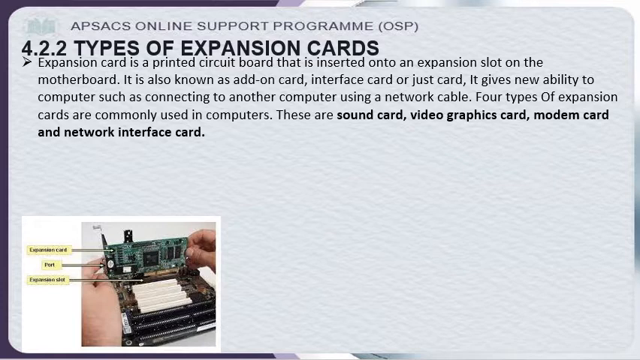If you see the picture or diagram here, you can see the white color, the black color and the chocolate color. These are expansion slots, and this is the expansion card which is going to be attached through these expansion slots. They are also known as add-on cards or interface cards, or we can just say card.